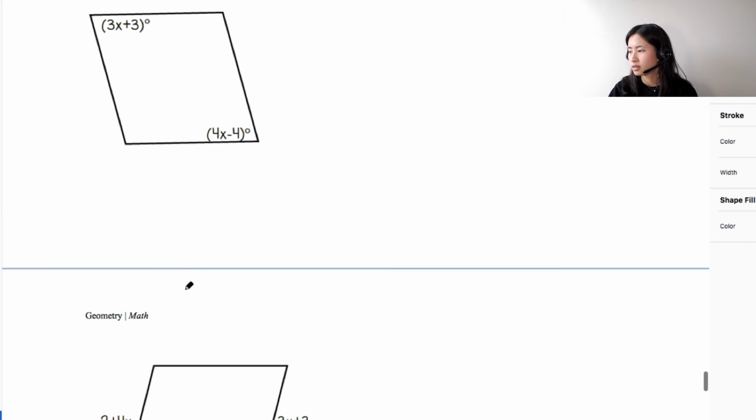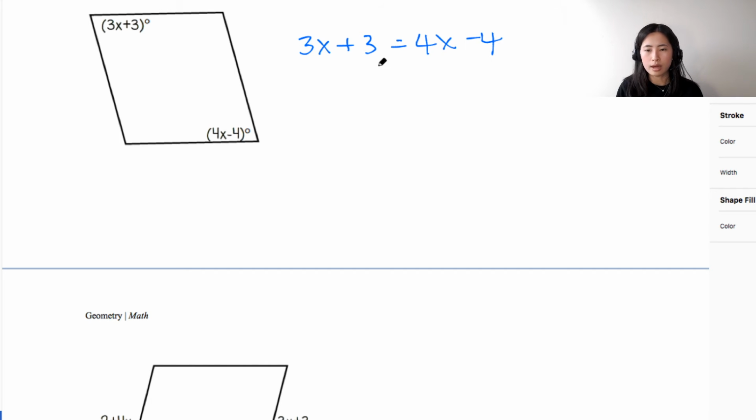Okay, so here you have 3x plus 3, and here you have 4x minus 4, right? So because they're congruent, right? They're opposite angles, right? That means this and this will be congruent, and this angle will also be congruent. So therefore, you have 3x plus 3, that's equal to 4x minus 4, right? So this is 3x plus 3 equal to 4x minus 4. Okay, so once we have that, 4x minus 3x is equal to x, then you have 3 plus 4, which is 7, right? So we know that x is equal to 7.